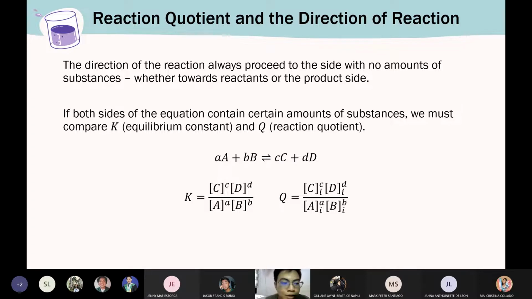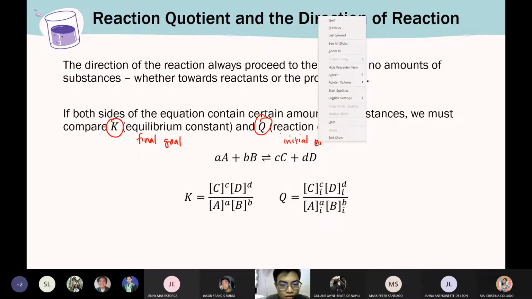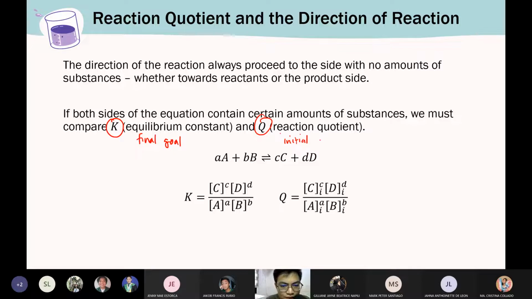Okay? So, we have two types of equilibrium constants. We have the K, which is the final goal. Ito yung final goal natin parate. And the Q, this is your initial. Okay? This is your initial condition. No? So, suppose you are mixing two chemicals. So, Q muna yan. Okay? So, that's the reaction quotient. That's the initial state of your system. And eventually, your chemicals will do reactions so that they can achieve the equilibrium constant K. Okay? So, from initial to the final.